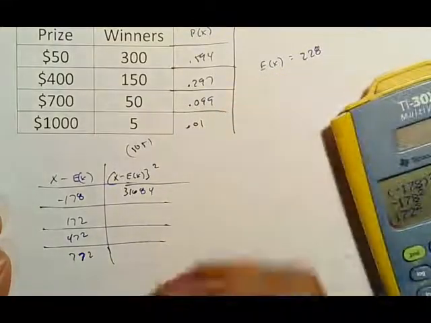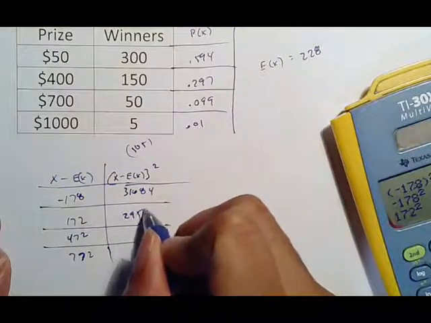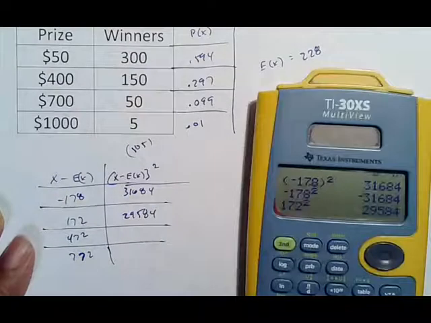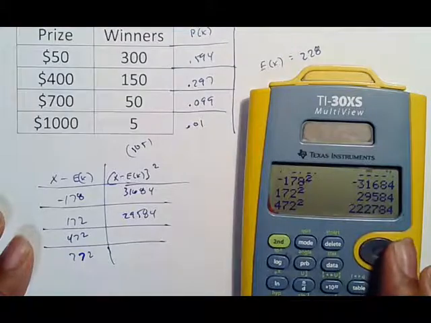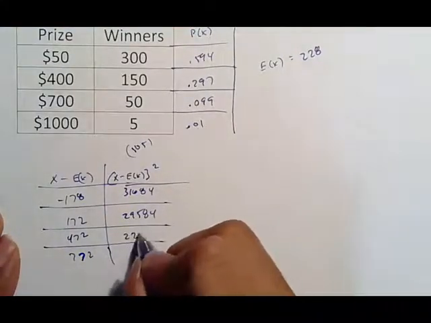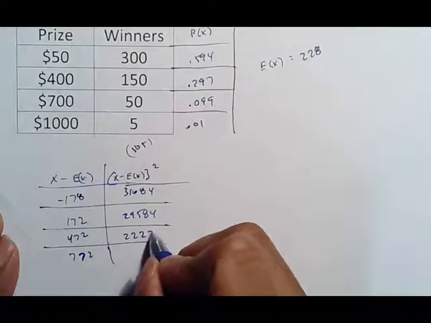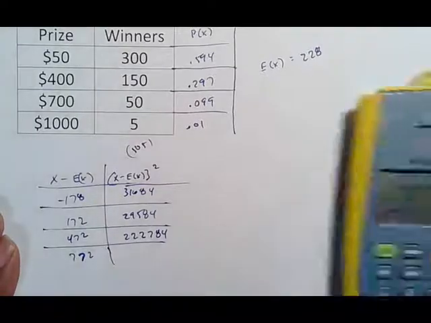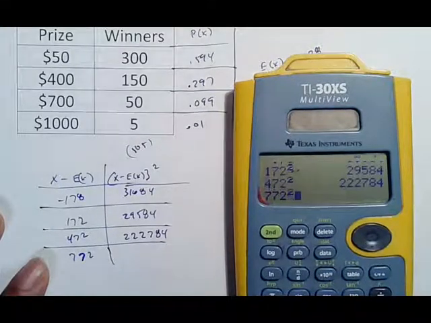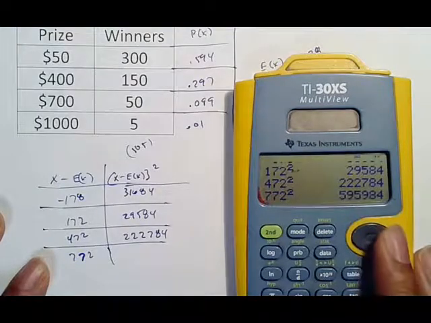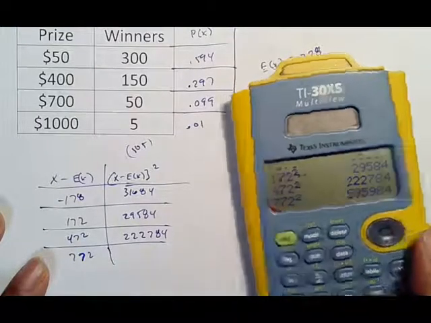29584. 472 squared is 222784. And then 772 squared is 595984.